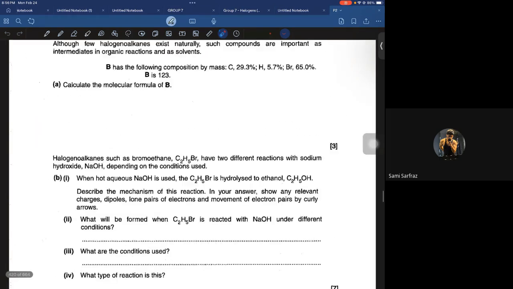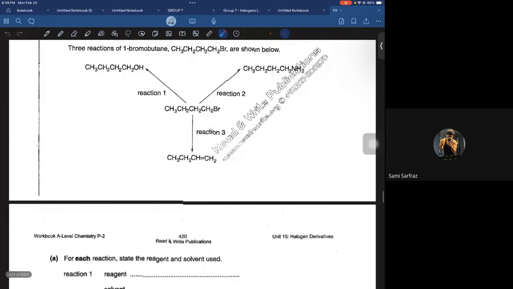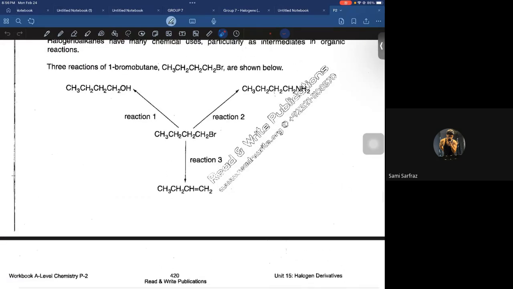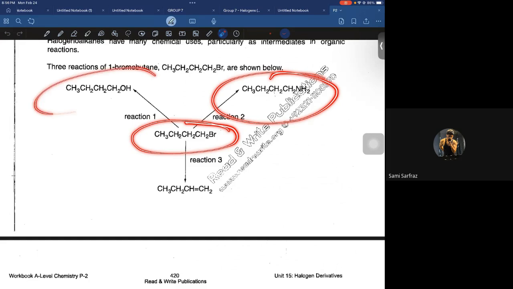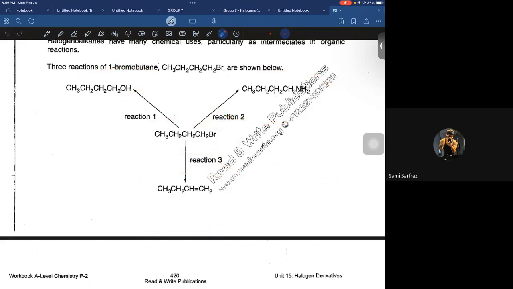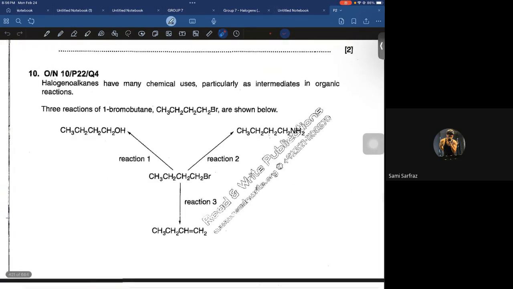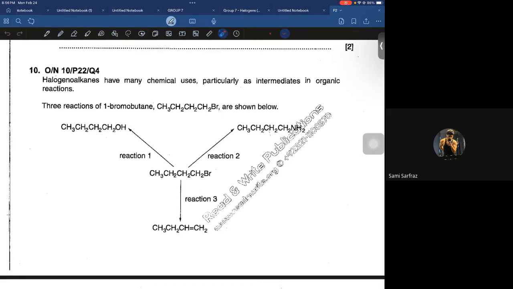This is the last question that we are going to do. This is your main compound, and this is your product, this is your product, this is your product. Can you tell me what reaction 1, 2, and 3 are? And you're supposed to write down the reagents and conditions. First of all, what is reaction number 1? Sir, nucleophilic substitution with aqueous NaOH. Sodium hydroxide in aqueous solution, and heat under reflux.